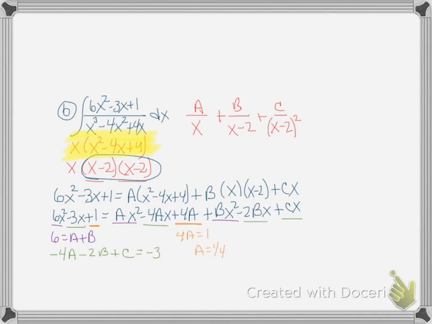We can plug this into our purple equation, and that's going to give us that b is 6 minus 1/4, or that B would be 23/4. And lastly, we will take B and A, plug them into the green equation, and C ends up being 19/2. So then we rewrite our integral, and we get the integral of 1/4 over x plus 23/4 over x minus 2 plus 19/2 over x minus 2 squared dx.